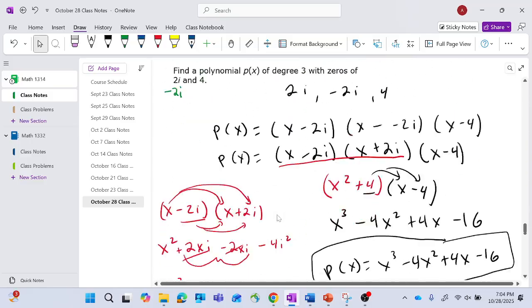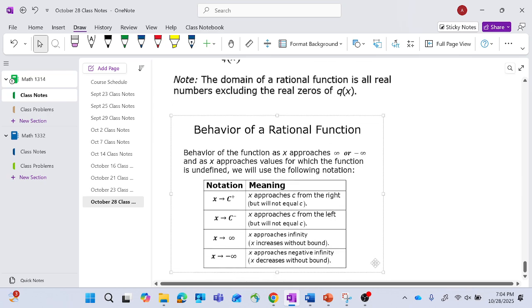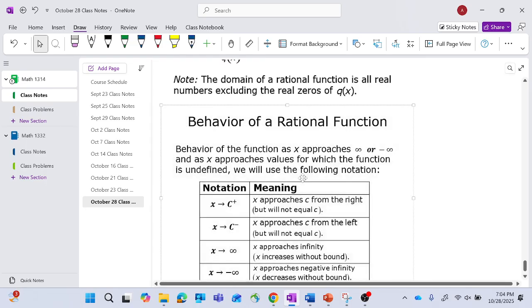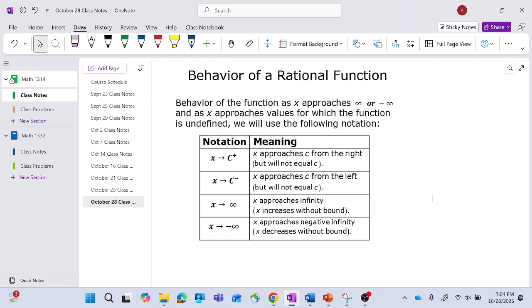This is the behavior of rational functions. This might be a little confusing now, but we'll go over what it really means in a bit. For now, just have it written down in your notes, or take a picture of it, whatever you want. It's also online on Canvas if you just want to follow along.